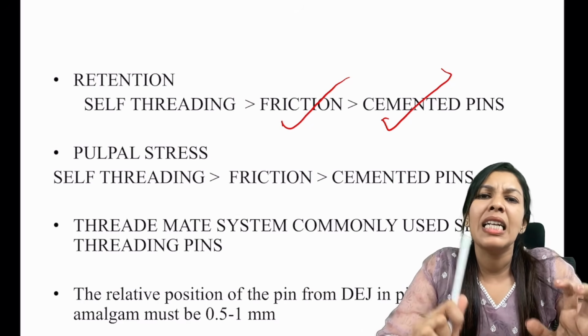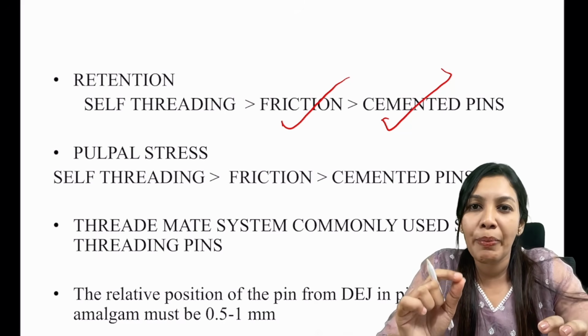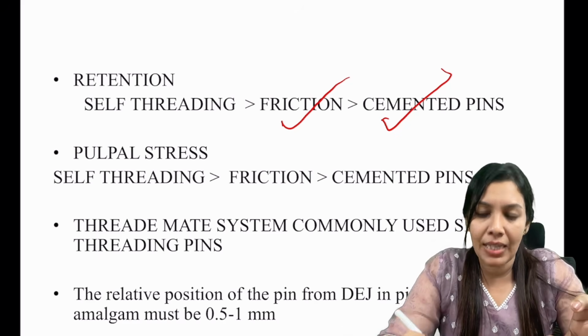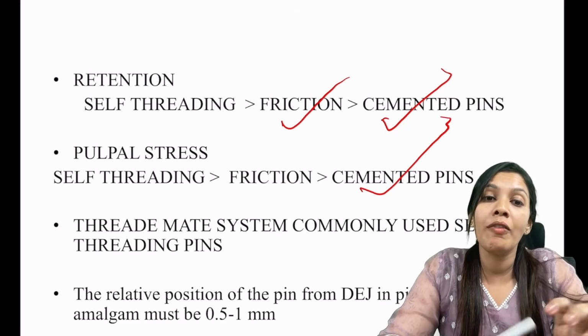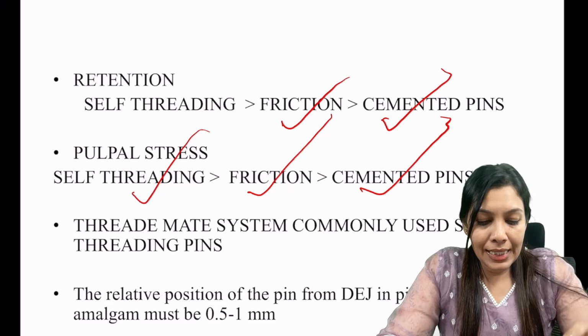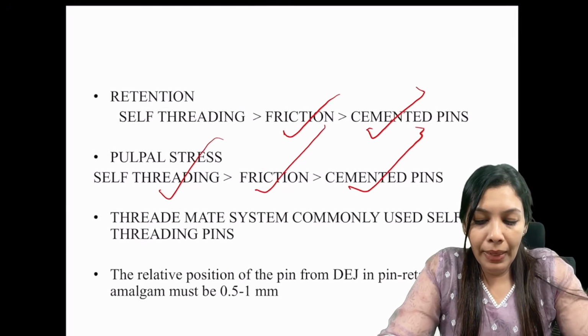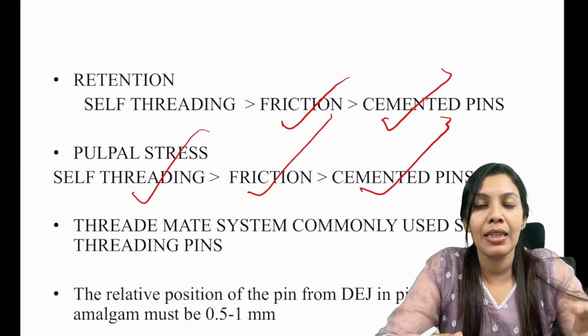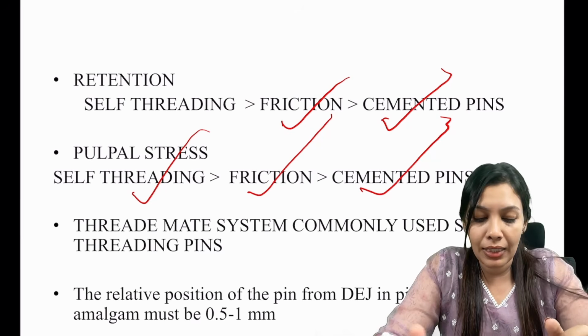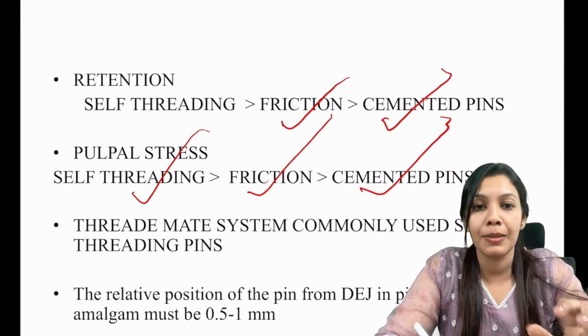Next is pulpal stress. We know that least will be in the cemented pins because the pins are smaller and attached by cement. So least pulpal stress will be on the cemented. More will be on the self-threaded, followed by the friction. And Thread Mate system is the commonly used self-threading pin. It is a type of system which comes under the self-threading pins.